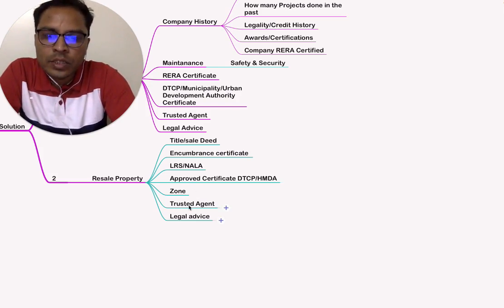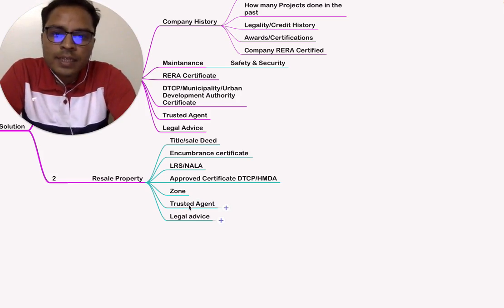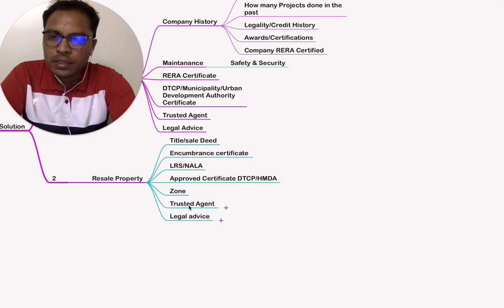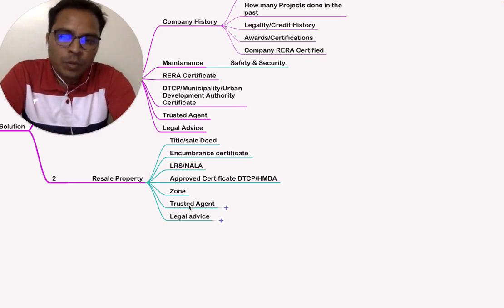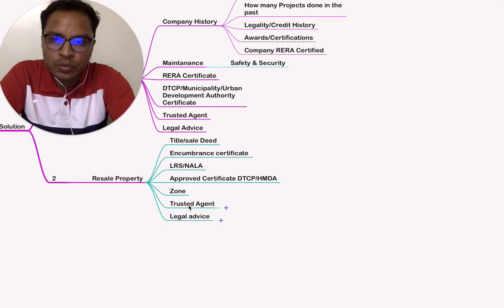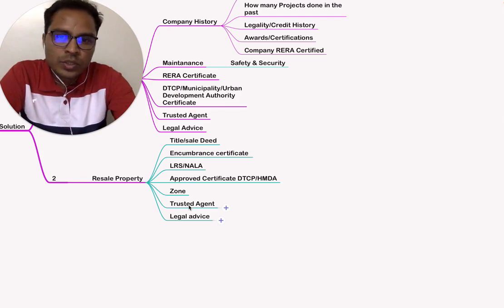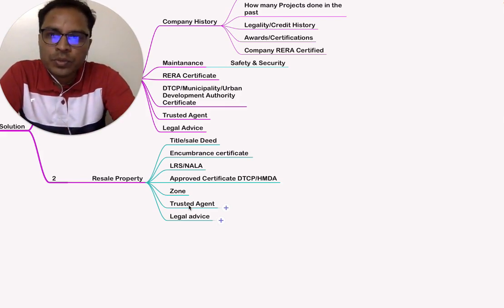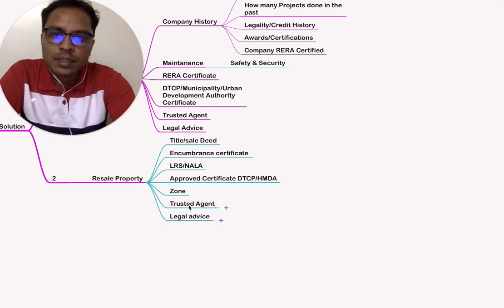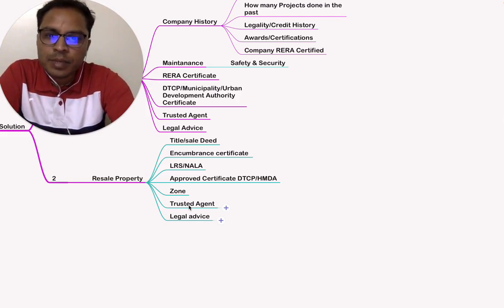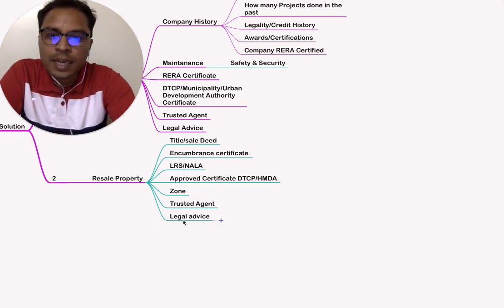And you need to also find a trusted agent, because for property finding, you cannot directly go and find a property; some middleman or businessman or agent or associate will help you. So take a trusted person, and you can also go for legal advice.